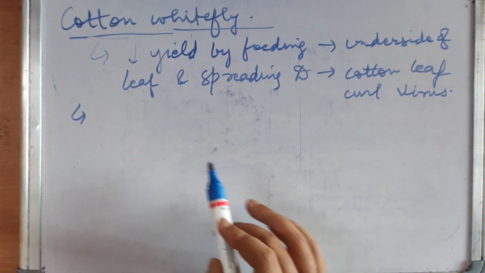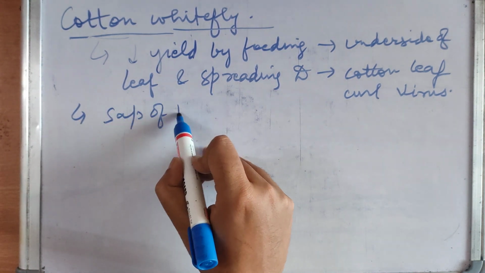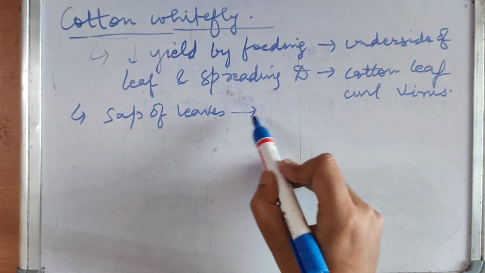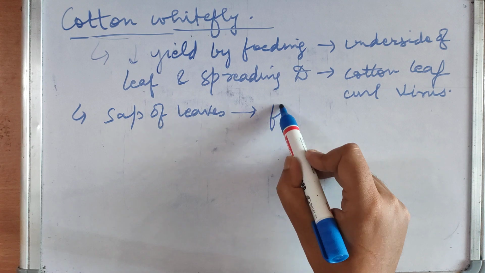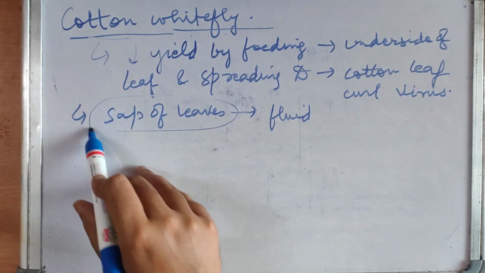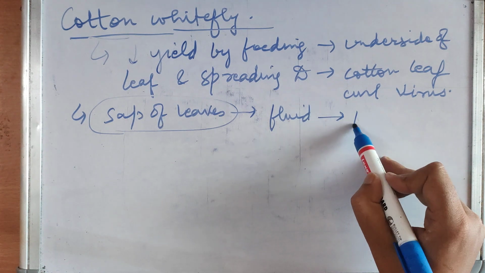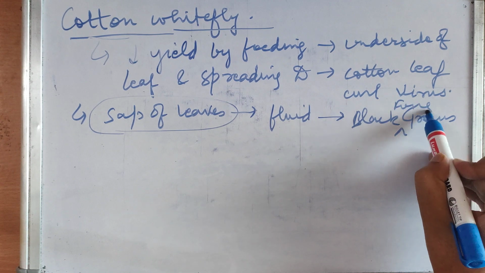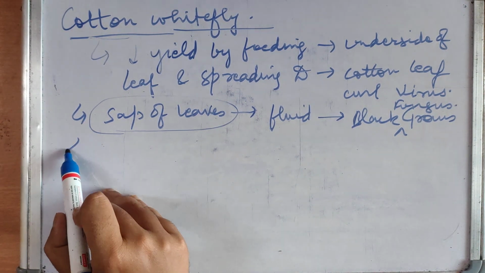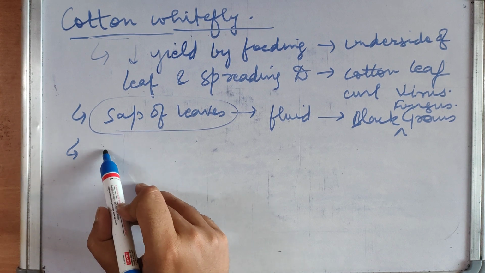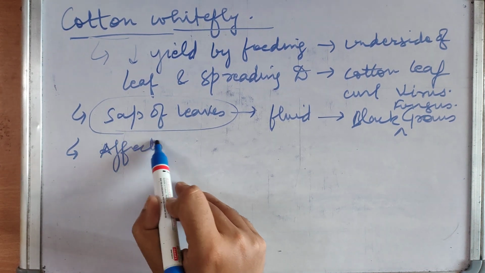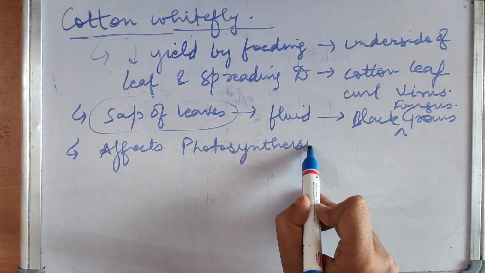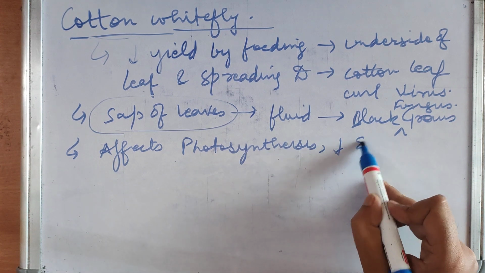Whiteflies feed on sap of leaves and release a fluid on which black fungus grows on the leaves. This affects photosynthesis and lowers the strength of the plant.